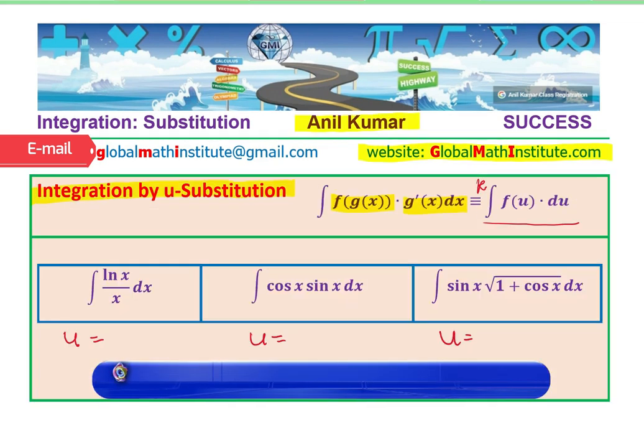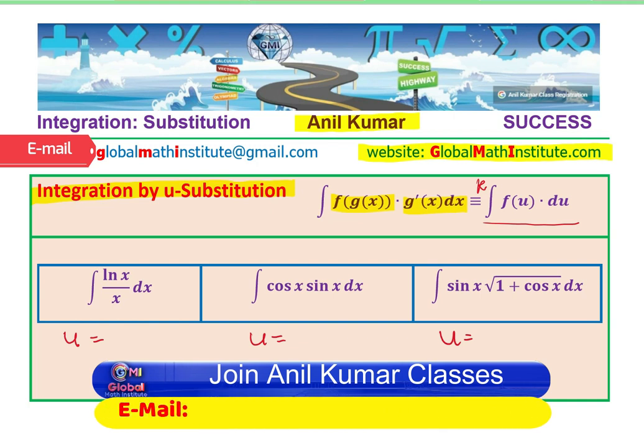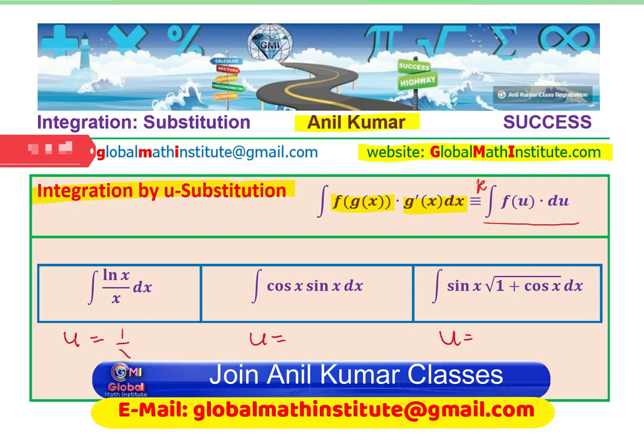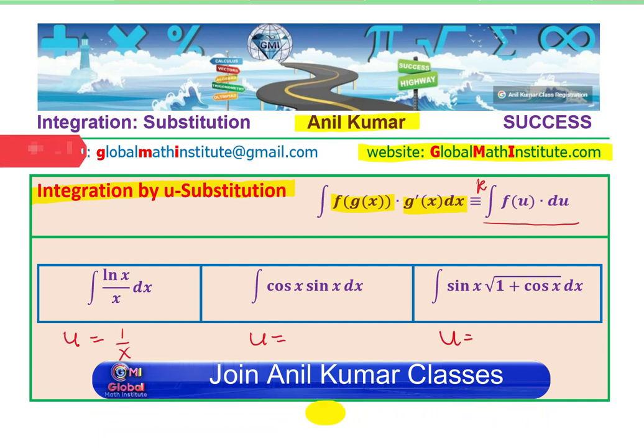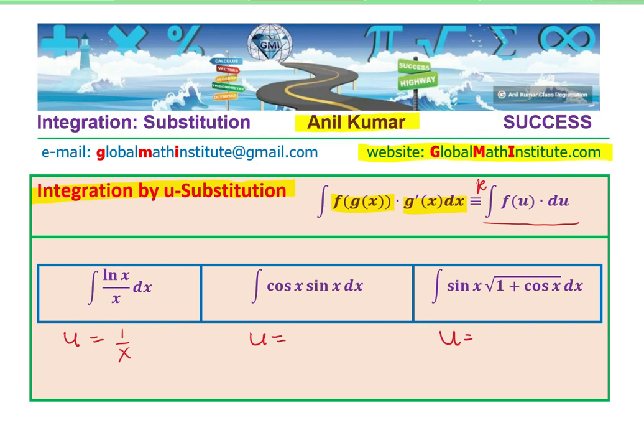Great. So, let's see what kind of substitution you would like to make. With x in the denominator, that means 1 over x, so we could substitute that as u here. In this case, you could substitute sine or cosine, doesn't really matter. So, let's say cos x as u. And in the third case, the one with the square root, 1 plus cos x will be a good substitution. Doing this substitution, you can easily get your integration correct.